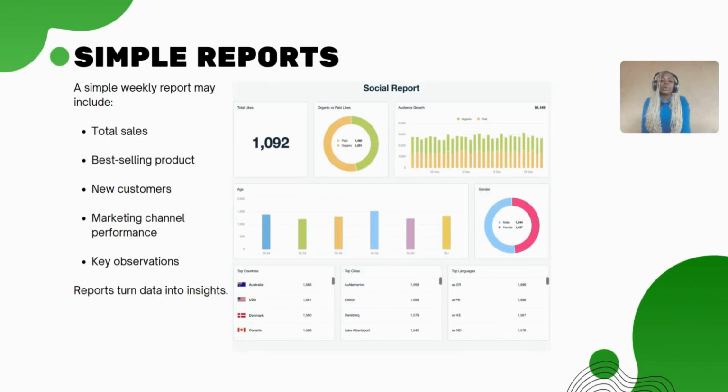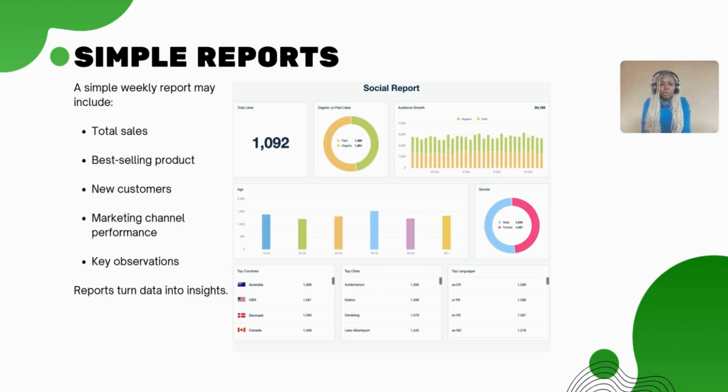Now, simple reports. So, a simple weekly report. At the end of every week, you should actually create a report to know how well you did this week. So, a simple report may include your total sales for the week. So, what was my total sales for the week for my business? Best selling product. What product performed the best? What product sold the most? New customers.